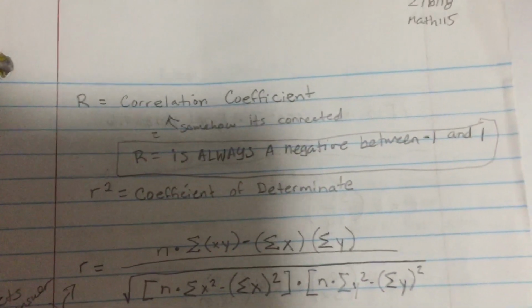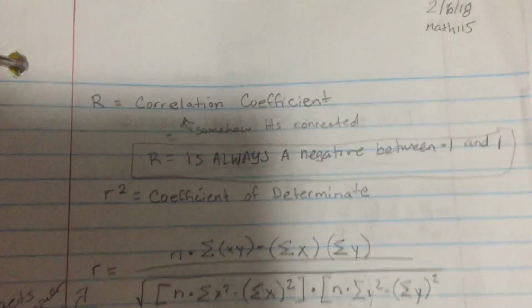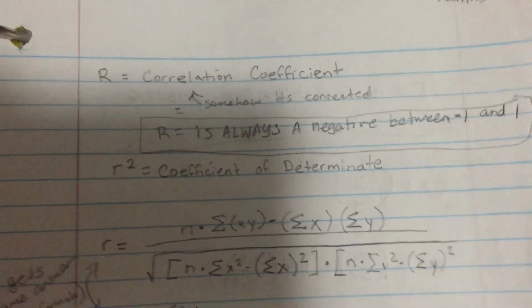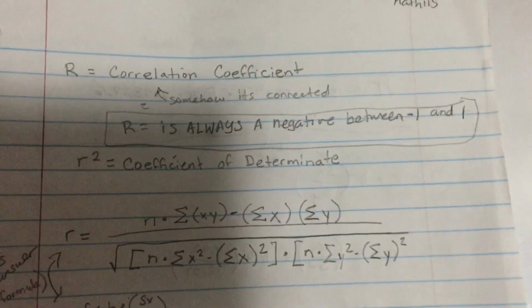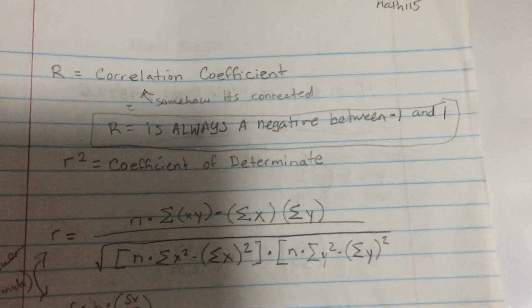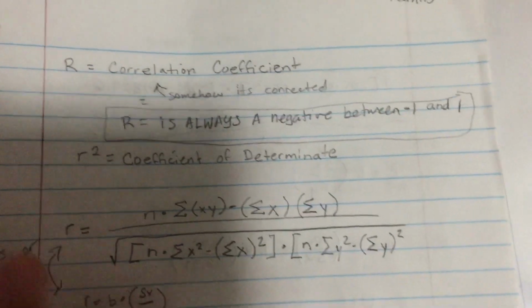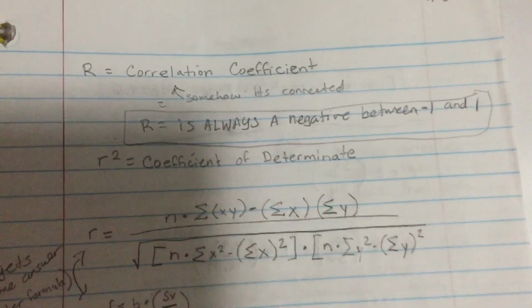And he did tell us that R is the correlation coefficient, meaning that somehow it's connected. One thing we need to know is that R is always between -1 and 1. I don't know if we're going to need to know this, but he did say that R squared is the coefficient of determination.